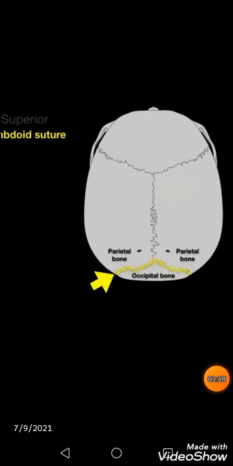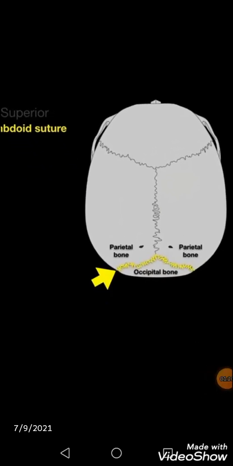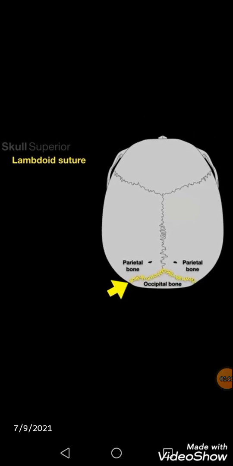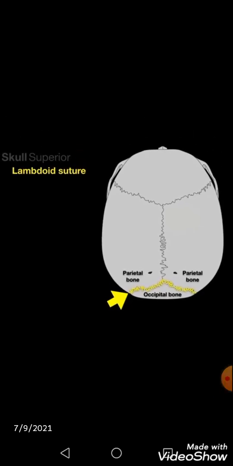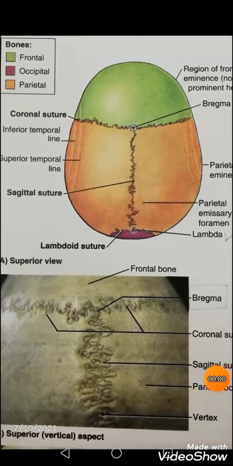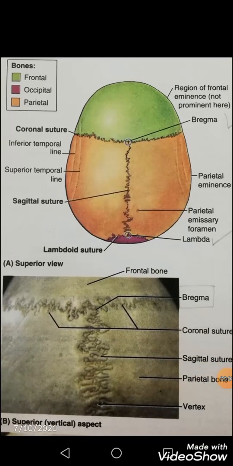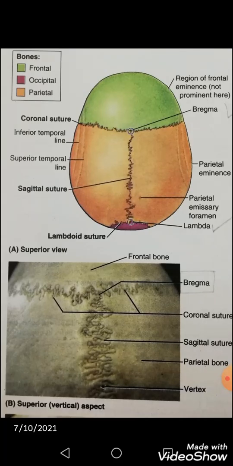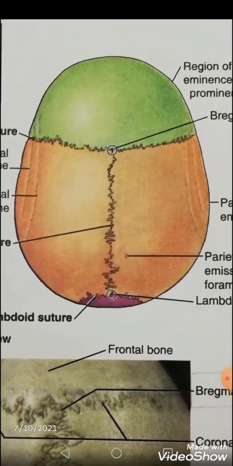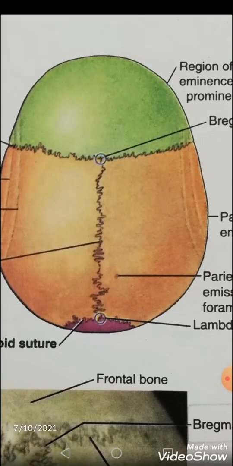Now you can see that there lies the lambdoid suture that is present in between the occipital bone and the two parietal bones in an inverted V shape, right? Now another view showing the color diagram to show you the various bones. And here the important thing is that the meeting point of the sagittal suture and coronal suture is called bregma. This is the place of the anterior fontanelle.